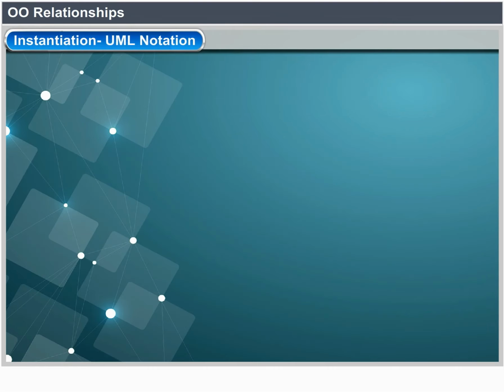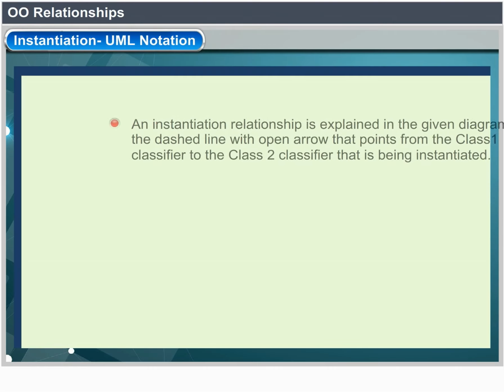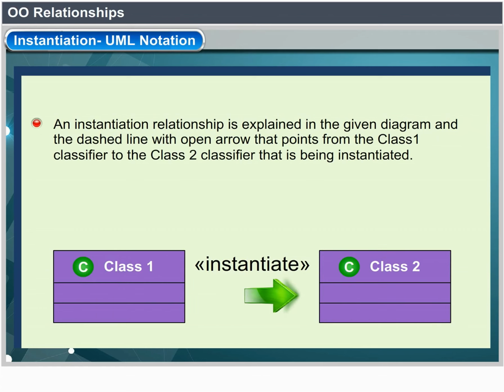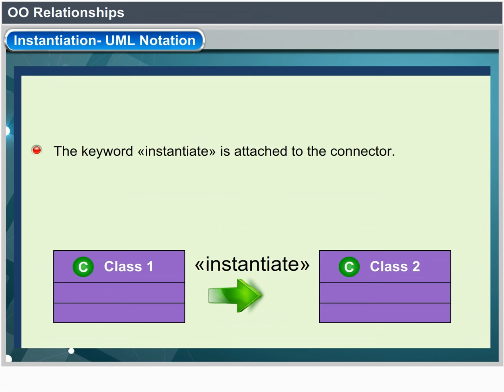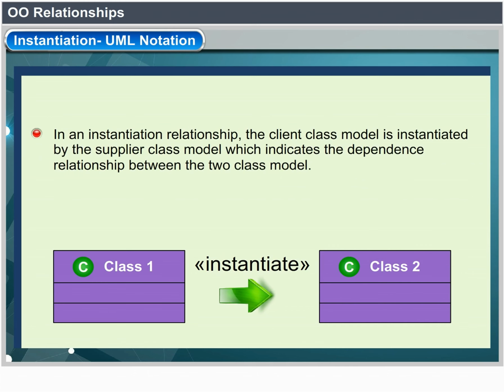Instantiation UML notation. An instantiation relationship is displayed in the diagram editor as a dashed line with an open arrow that points from the classifier that performs the operation to the classifier that is being instantiated. The keyword instantiate is attached to the connector. In an instantiation relationship, the client model element is instantiated by the supplier element and is therefore dependent on it.